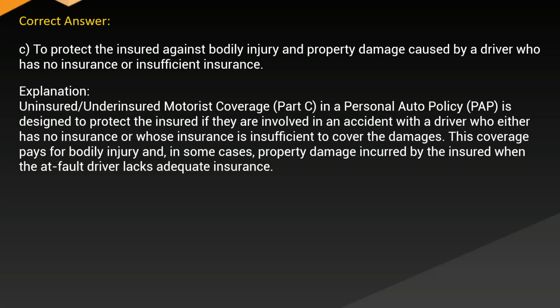Correct answer: C. To protect the insured against bodily injury and property damage caused by a driver who has no insurance or insufficient insurance. Explanation: Uninsured/underinsured motorist coverage, Part C, in a personal auto policy (PAP) is designed to protect the insured if they are involved in an accident with a driver who either has no insurance or whose insurance is insufficient to cover the damages. This coverage pays for bodily injury and, in some cases, property damage incurred by the insured when the at-fault driver lacks adequate insurance.